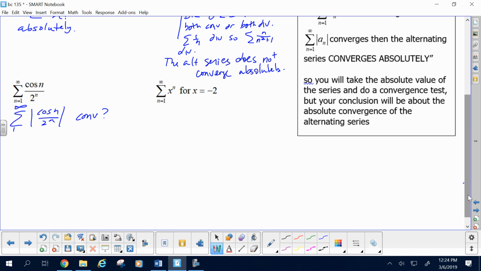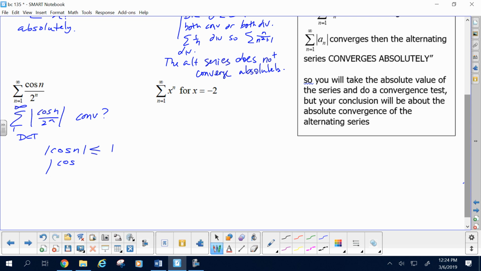Direct comparison works really well when there's some kind of condition on one of the functions. Log is less than square root of n. Cosine is less than what? 1. Okay, so we're going to use the direct comparison test. I'll show you what we're going to compare to, but can we agree that the absolute value of cosine of n is less than or equal to 1? Yeah? Okay?